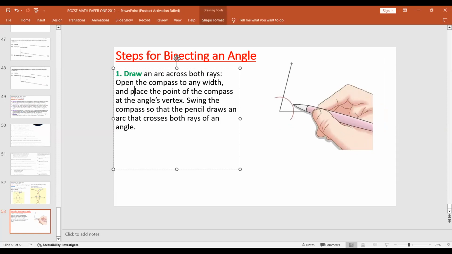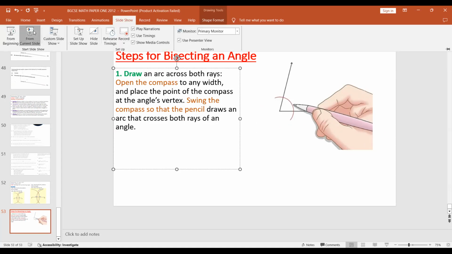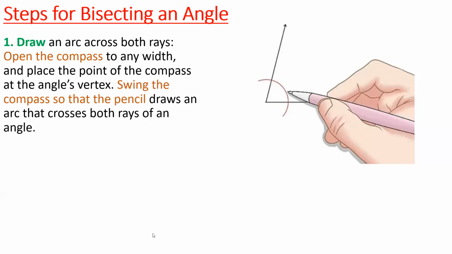So open the compass to any width. Then you want to swing the compass so that the pencil draws an arc across both rays of the angle.